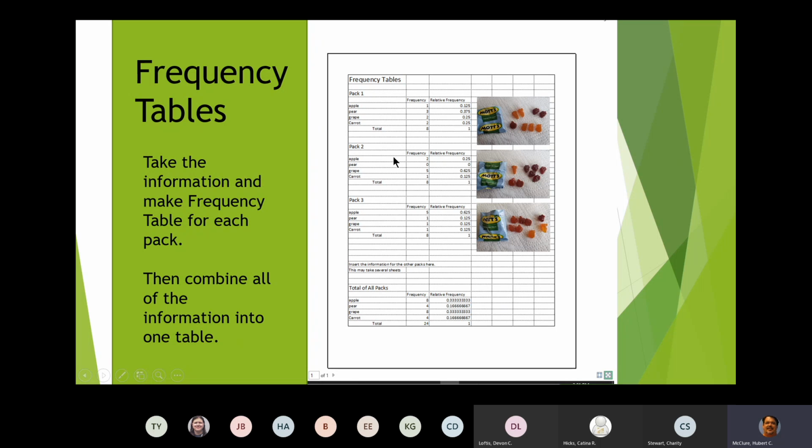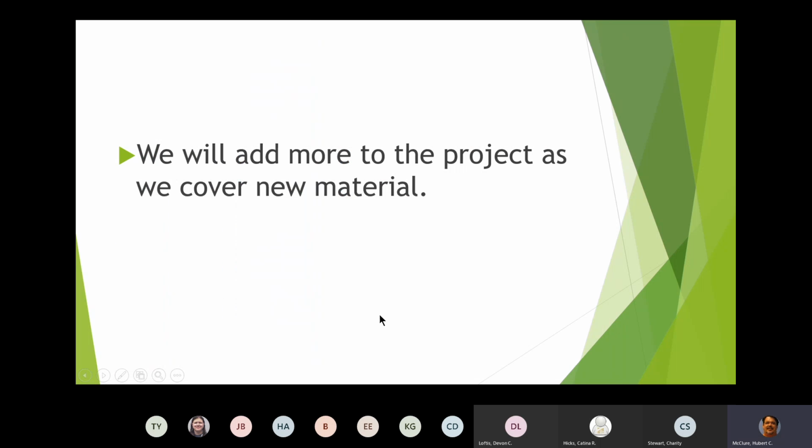Now, you can do it in an Excel spreadsheet, or you can do it by hand. I would highly suggest to do it by the Excel spreadsheet so you don't lose it. When you save it on your computer, it's there and you can work on it whenever, because they have given us no due date. And to make the best thing, here's the best. There's the best slide right there. We will add more to the project as we cover new material. That's it.